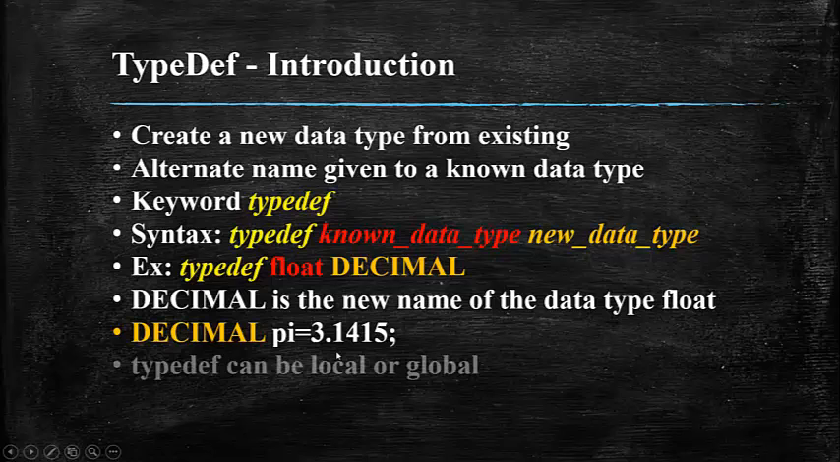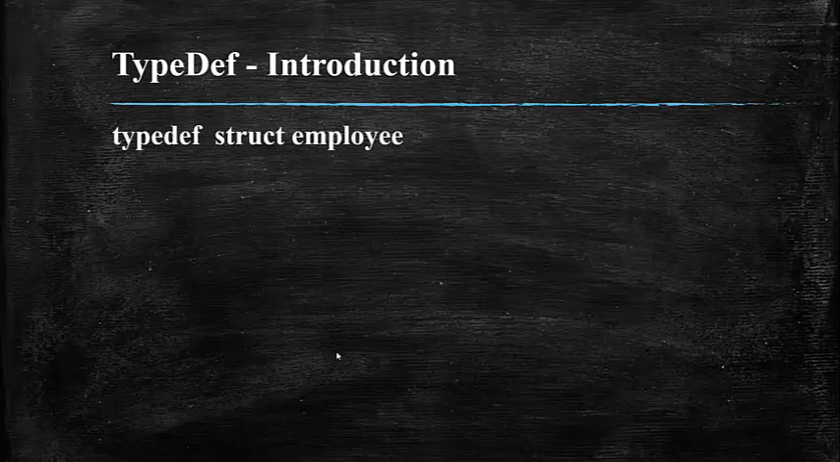Type definition can be either local or global. When we see the demonstration, I'll tell you the actual example as well. Basically your structure is also a type definition data type.